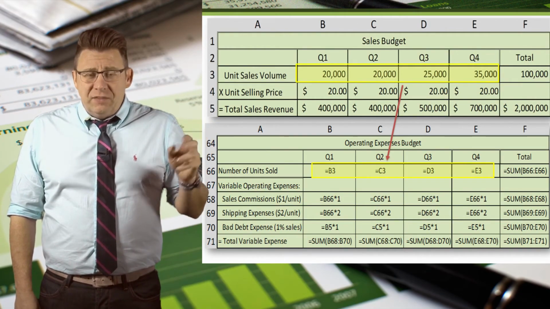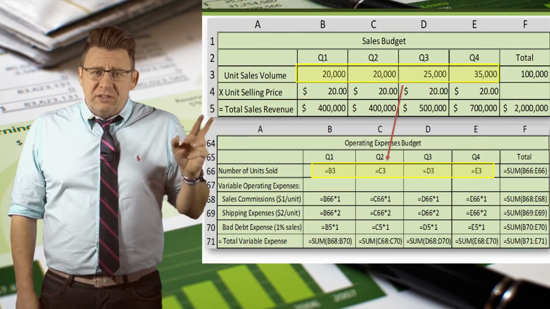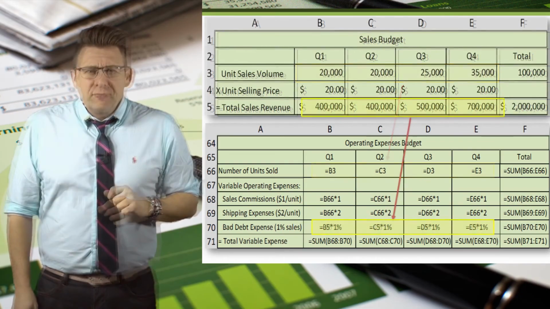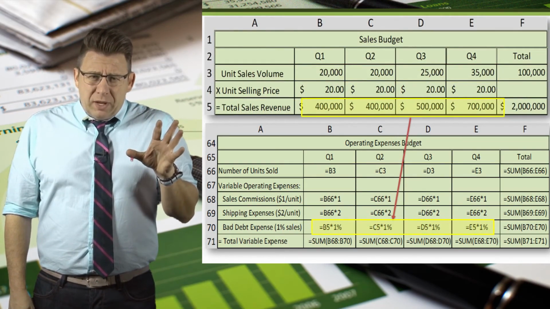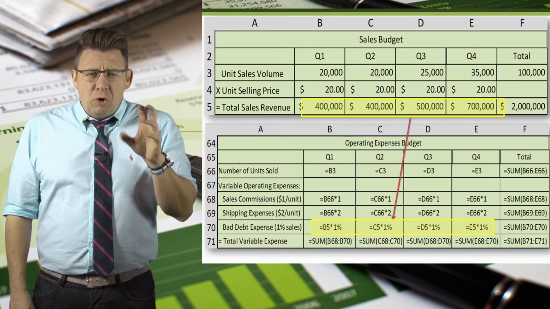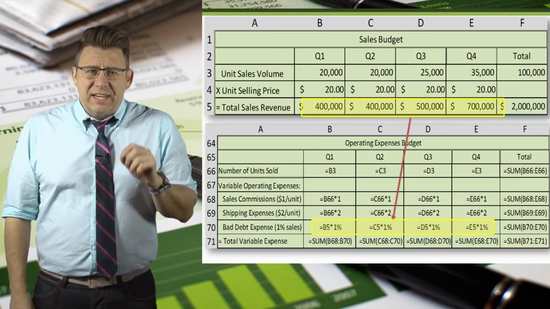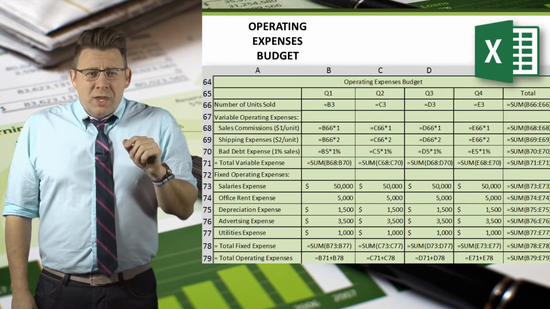We start by linking the two budgets together by having the sales volume in the operating expenses budget link to the same cells in the sales budget. And bad debt expense in the operating expenses budget is a formula calculation using the sales revenue cells in the sales budget. Yes, that is a lot of cells.